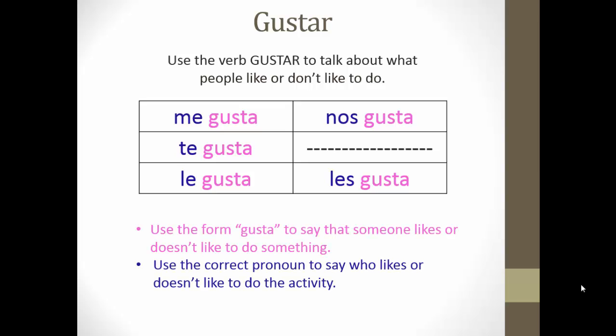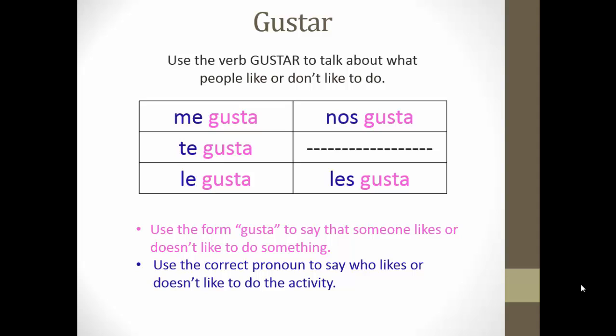Use the form gusta to say that someone likes or doesn't like to do something. And use the correct pronoun to say who likes or doesn't like to do the activity. So notice that gusta stays the same for all of them. The only thing that changes is the pronoun. Again, me gusta means I like. Te gusta is you like, informal.